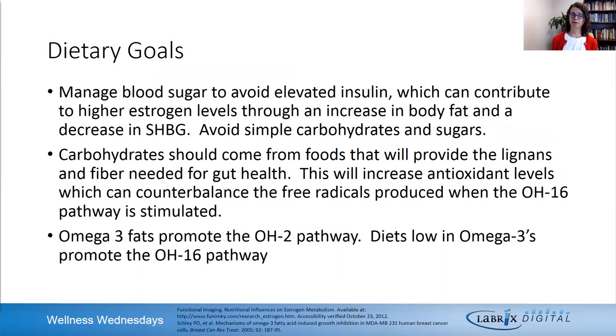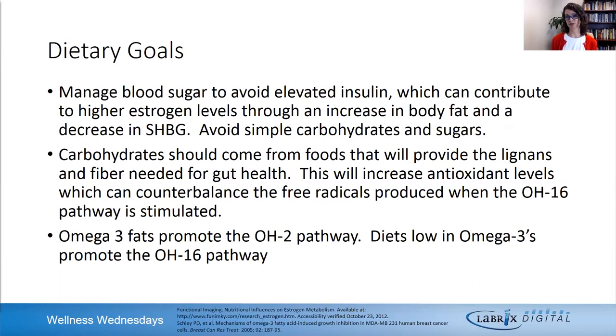So when we're thinking about our dietary goals for being able to counterbalance estrogen dominance and promote those positive pathways, managing blood sugar to avoid elevated insulin is very important, because elevated insulin is going to contribute to higher estrogen levels and increase the fat supply in the body, which is going to decrease sex hormone binding globulin.